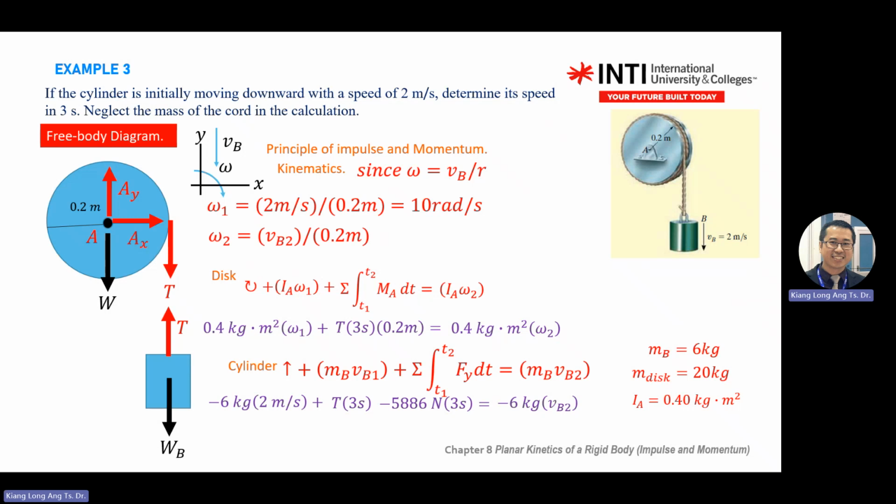So your VB2, omega 2, you don't know, but you can put in omega 2 equal to VB with the same radius. Although you let go after 3 seconds, it was still the same radius, but different omega. So V divided by the same radius, so you get 5 V2.